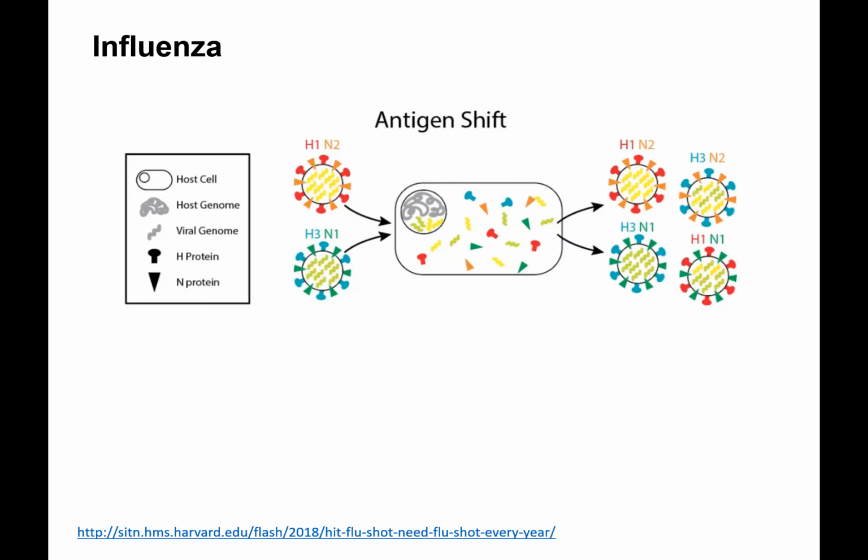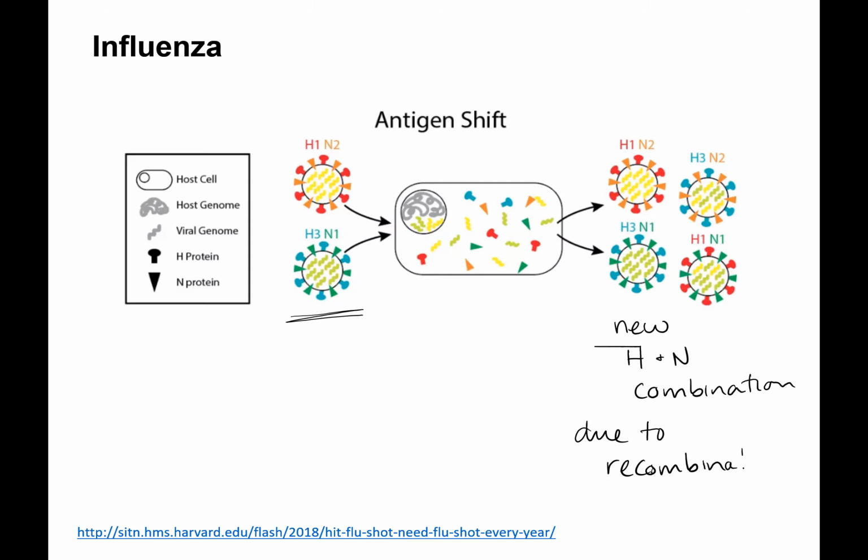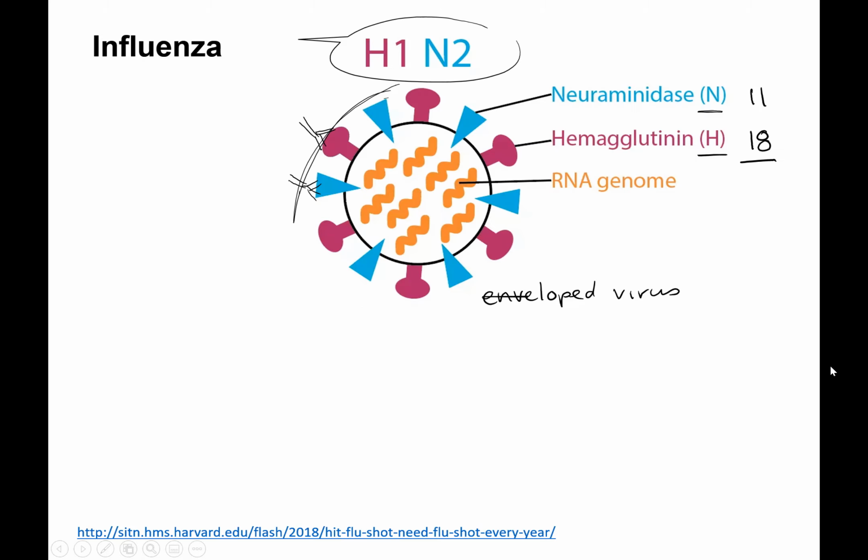The bigger issue is antigen shift. Here we have the two input viruses, H1N2 and H3N1, and we get new H and N combinations that are due to what we call recombination.